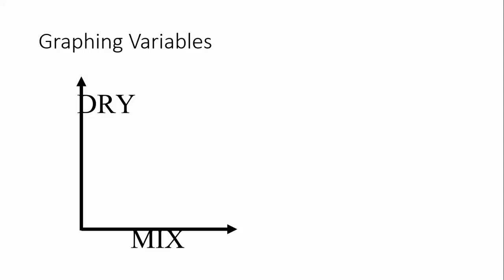So what does this stand for? I tell people to remember DRY MIX. The D in DRY MIX stands for dependent. Notice that D fits along that y-axis going up and down, so that should help you remember where to associate it. The R stands for the fact that it's responsive. It responds to the changes in the other variable. And then the Y stands for the fact that it is graphed on the Y-axis.